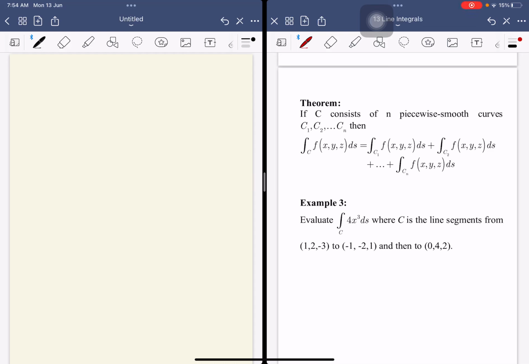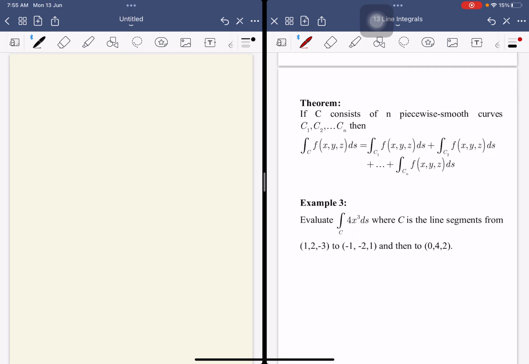Okay, so for the next part, we're still on the line integral for a scalar field. But what if the curve C is a piecewise smooth curve? That means curve C is made by joining a finite number of curves. We can name them C1, C2, until the end. So how can we evaluate that line integral?